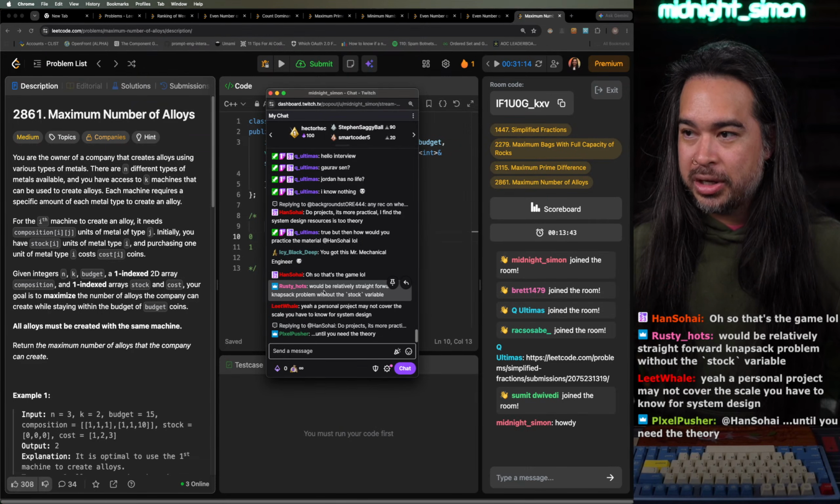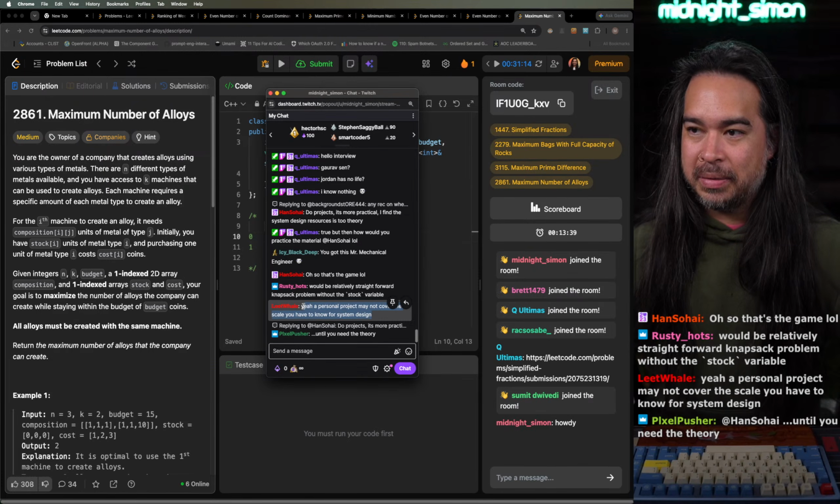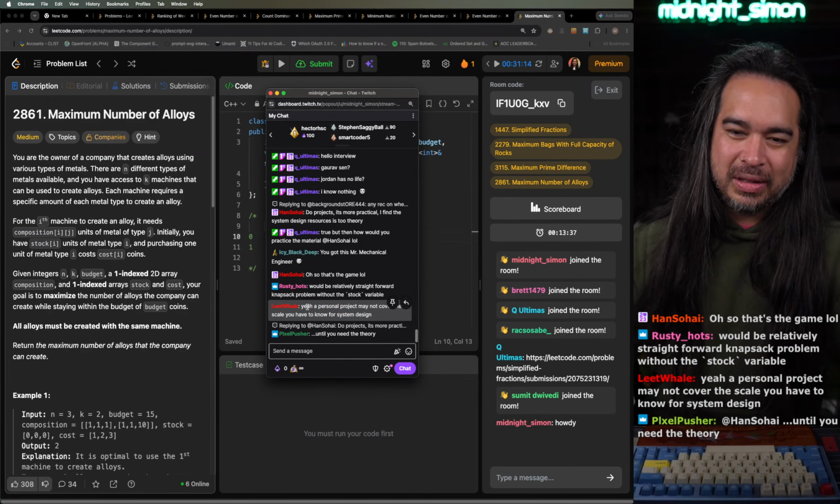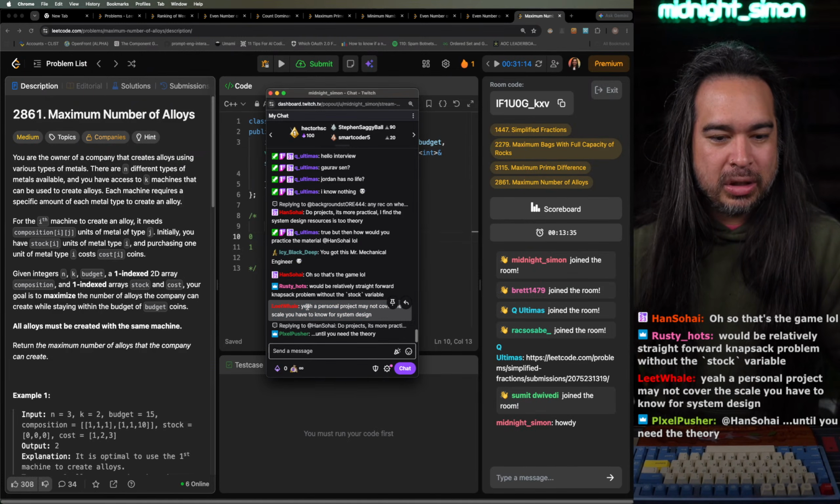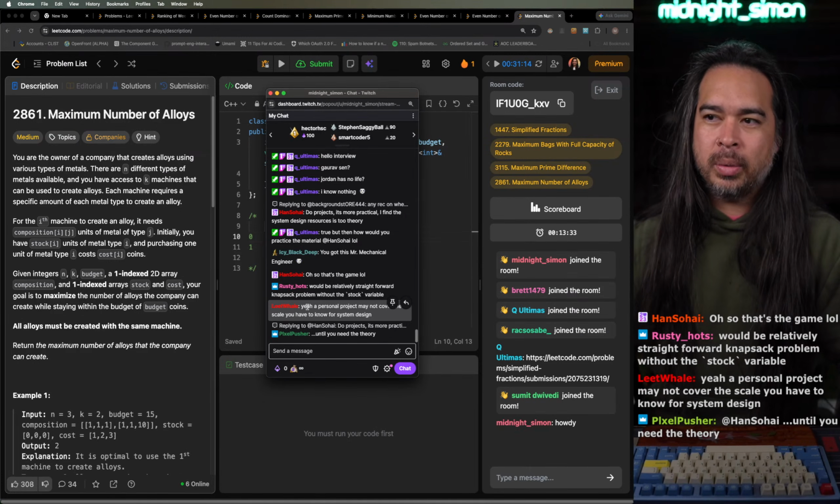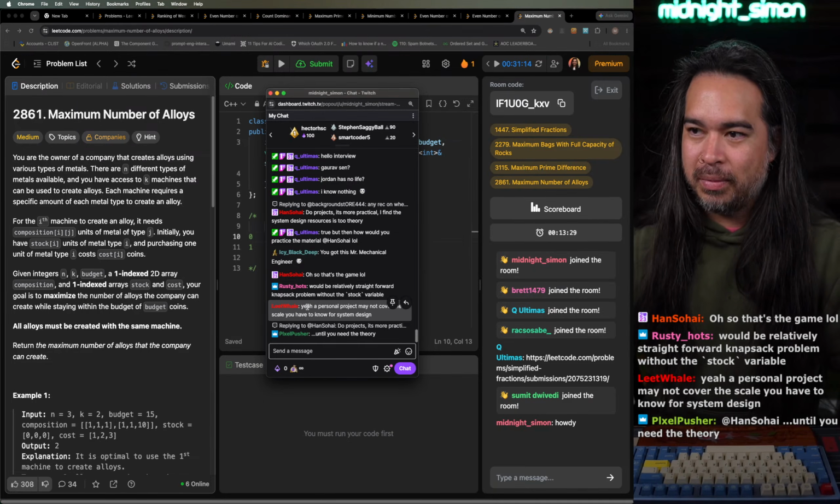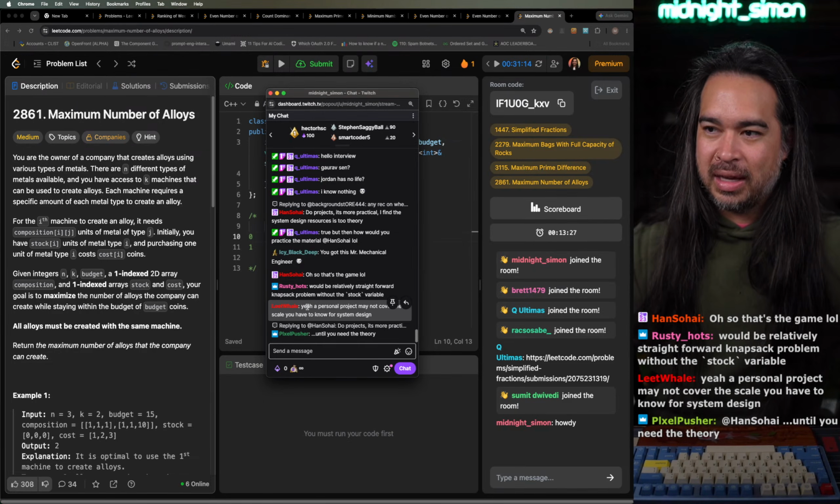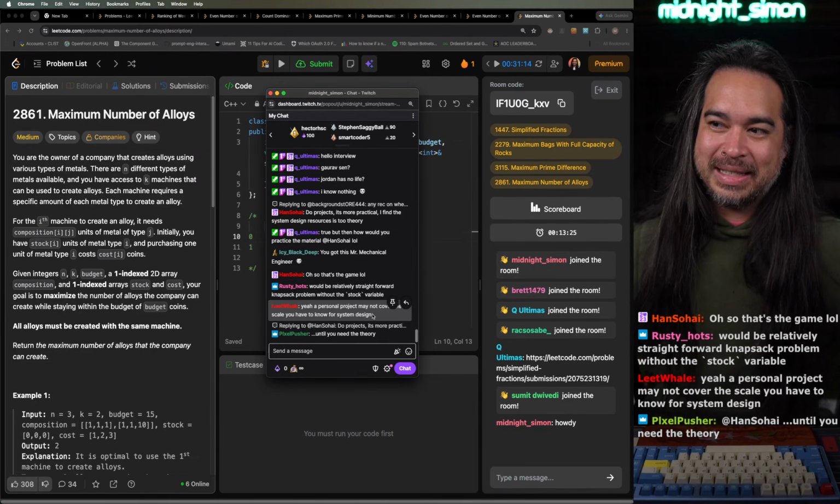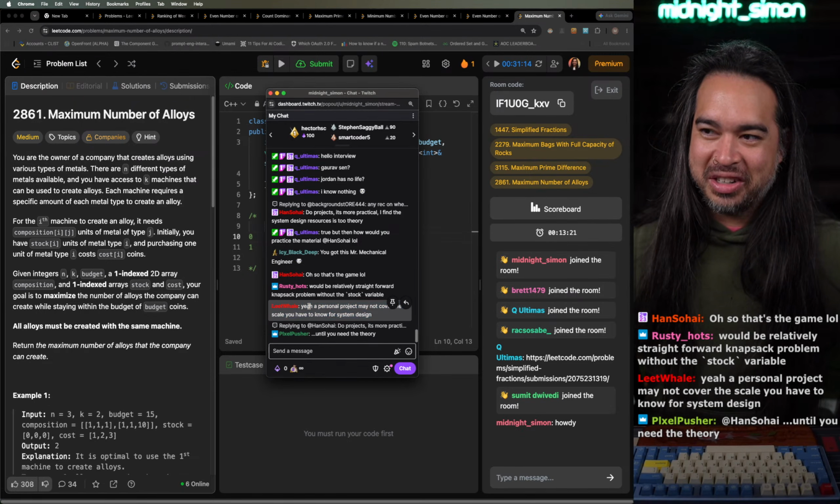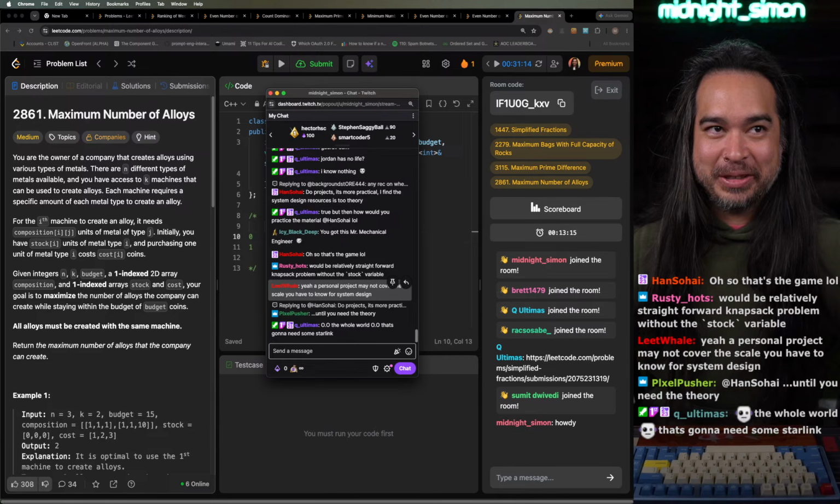Yeah, personal project may not cover the scale you have to know for system design. Yeah, because they ask you like, oh, build a system that will serve the whole world, or, you know, what type of system would you need to design for this scale? And the scale is never like your social network. Your scale is always like 1 billion people or hundreds of millions, you know.